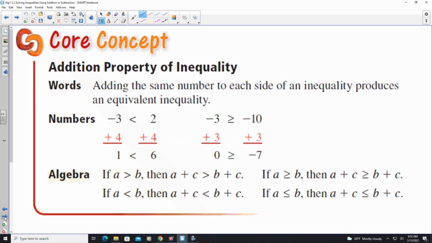So here again, this is the situation we have for addition properties of equality. All it means is whatever you do to one side of the inequality, you're going to do the exact same thing to the other side, just like you did with the equations. So here it says, if I add 4 to the left side, if I add 4 to the right side, it still remains balanced. And that is an indicator of what we're going to do when it comes to solving for variables.